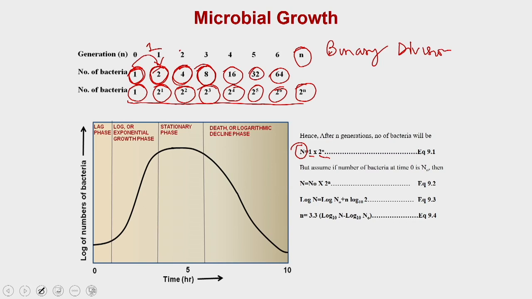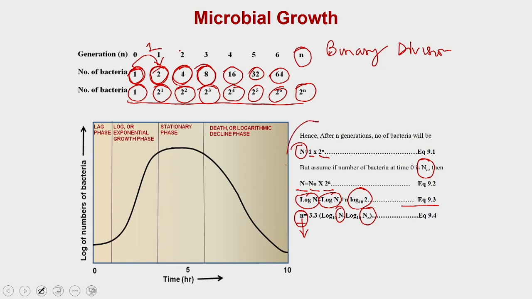So suppose you started with the number of bacteria N0 and you want to calculate the number of bacteria after the nth generation, then N is equal to N0 into 2 to the power n. And if you take the log, it becomes log N equals log N0 plus n log10 2, which, if you simplify, becomes n equals 3.3 (log10 N minus log10 N0), where n is the number of generations, N is the total number of bacteria, and N0 is the starting number of bacteria you have inoculated into the media.